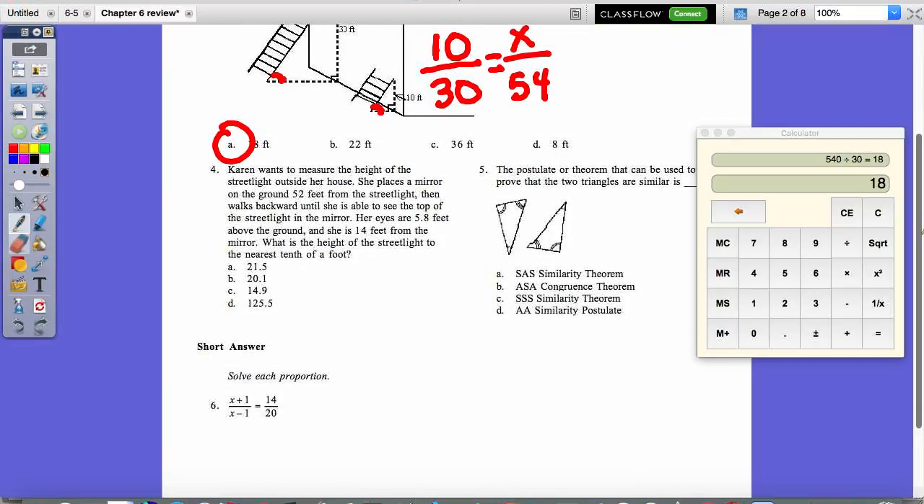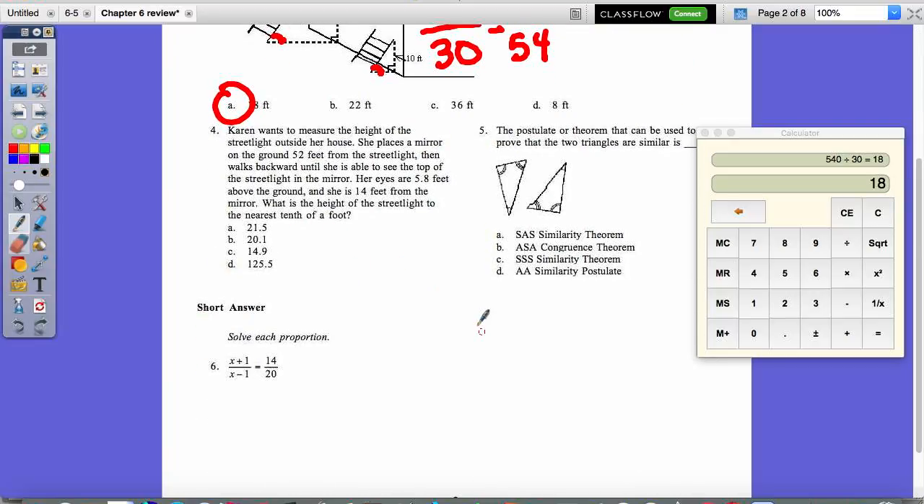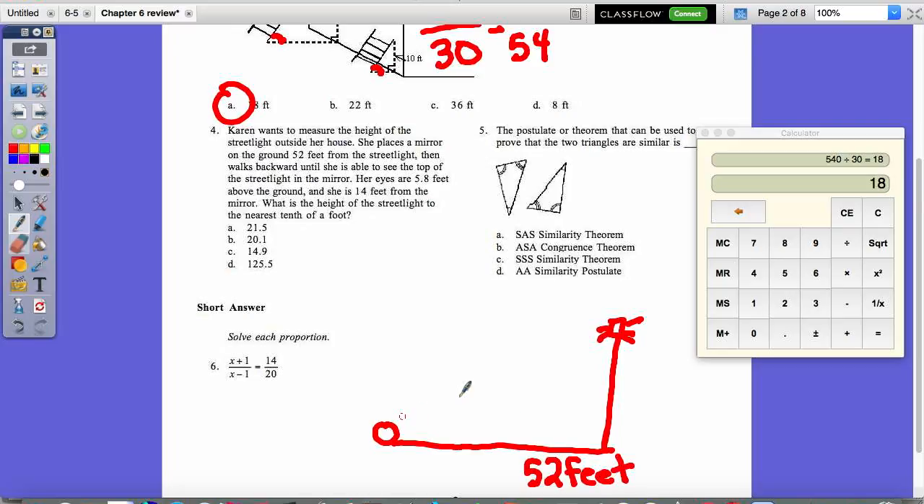Number 4, I know this one is confusing a lot of students, so you really want to draw a picture. Karen wants to measure the height of the street light outside of her house. So that's the street light. She places a mirror on the ground, and the mirror is 52 feet from the mirror to the edge of the street light. She's going to stand 14 feet from the mirror. So this length here is 14 feet. And I know this is confusing, but when it says her eyes are 5.8 feet above the ground, that just means that height is 5.8 feet.